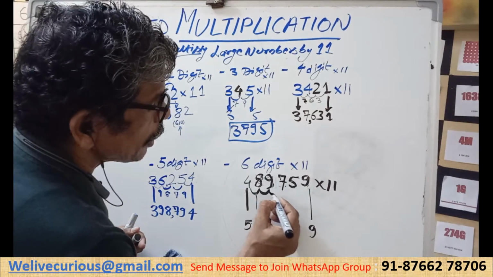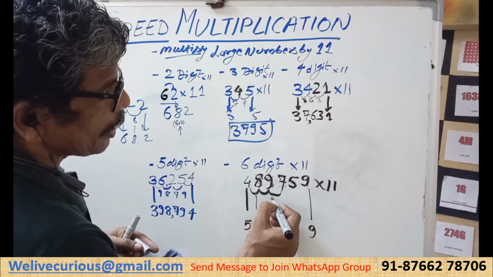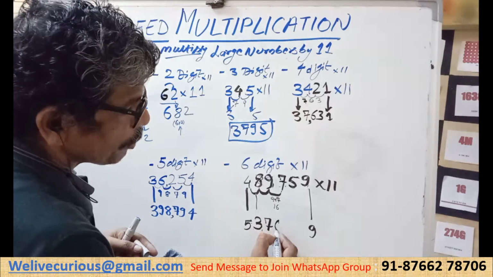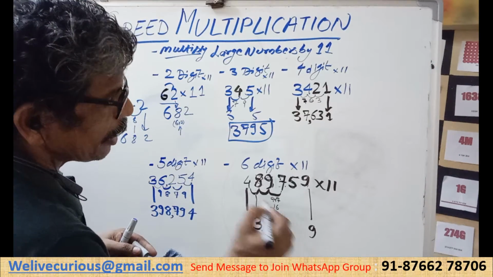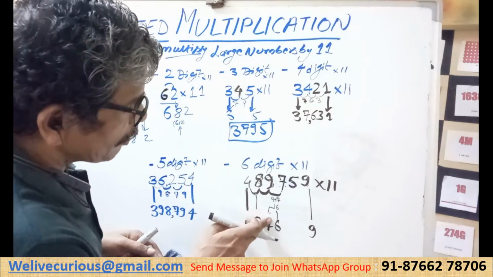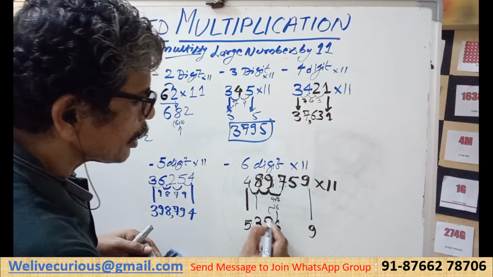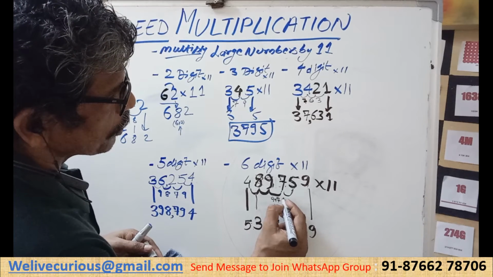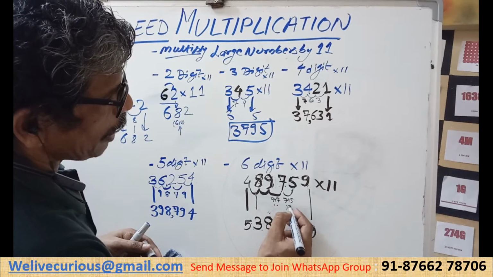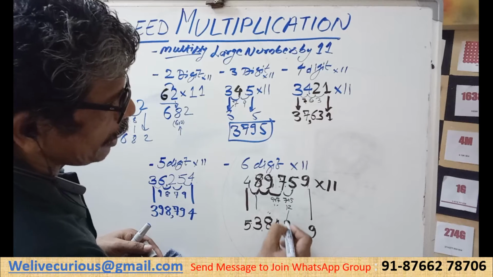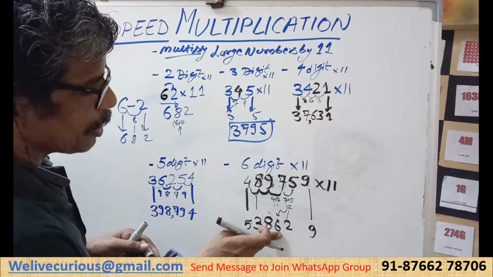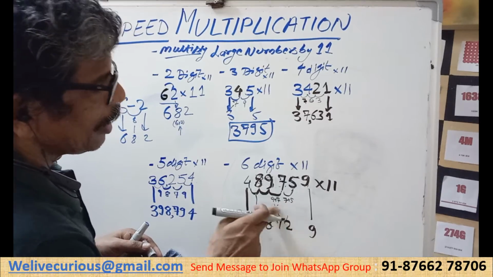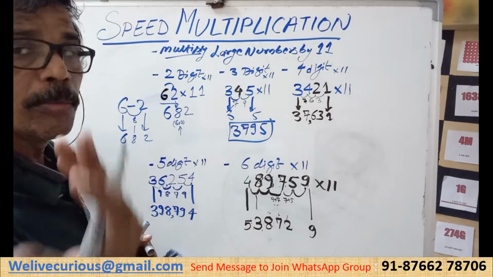Now 9 plus 7. How much? 9 plus 7 is 16. You drop 6 here and 1 you carry here. Instead of 7 you write 8. Okay. Now 7 and 5. So 7 plus 5 is 12 here. 2 you drop here and 1 you carry forward here. 6 becomes 7.